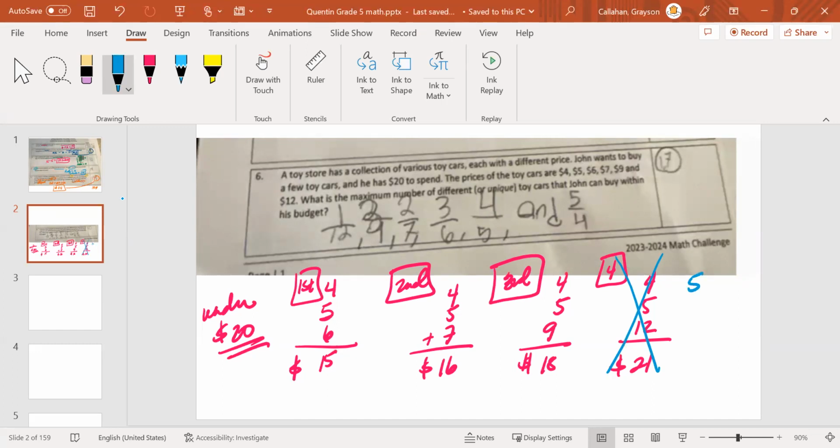Let's see, start with a 5. Can he do a 5, 6, and 7? Does that work? You need to go in order. If you don't go in order, then you're going to have a bunch of jumbled messes. Can he do a 4, 6, and 5, 6, and 7? What does that give you? How much is it? Okay, fifth one. Can he do a 5, 7, and 9?